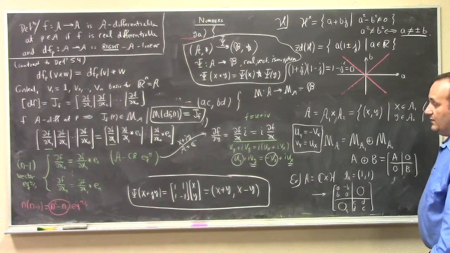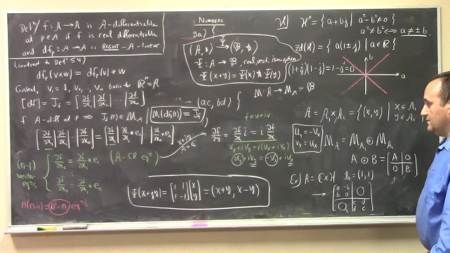The Cauchy-Riemann equations for hyperbolic numbers, what do those look like?